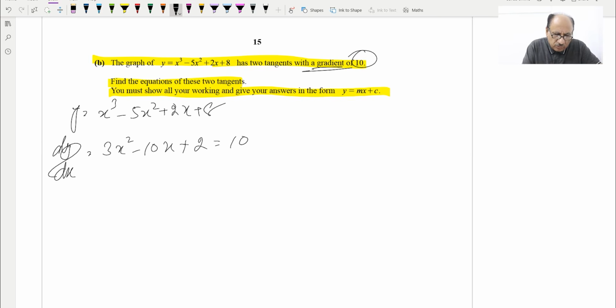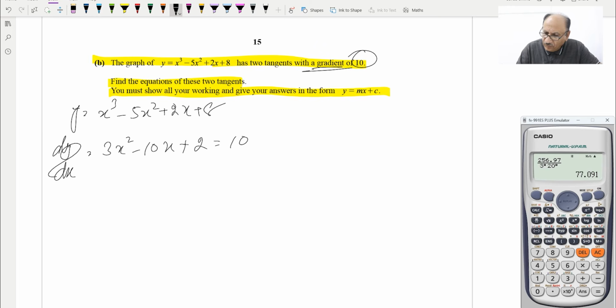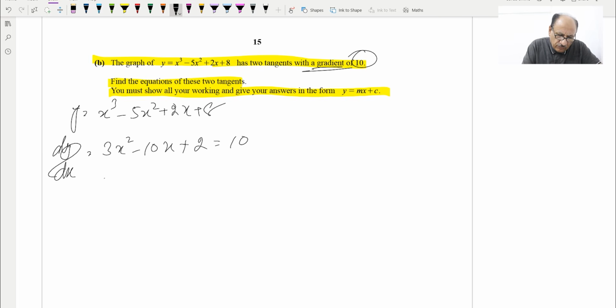So we equate to 10, so we will get this equation, which we will be factorizing. If we factorize this equation, the coefficient of x square is 3, the coefficient of x is minus 10, and the constant is 2. Basically we need to change this first. So first of all, we will rewrite this equation. 2 minus 10 will be minus 8 is equal to 0.